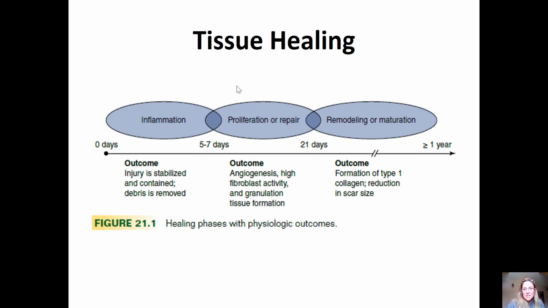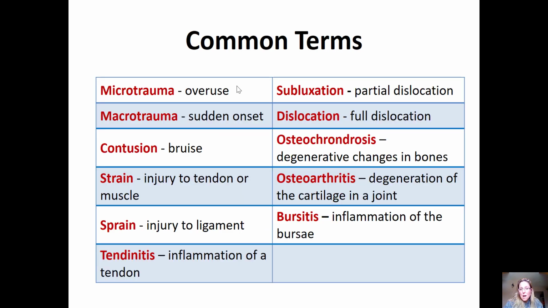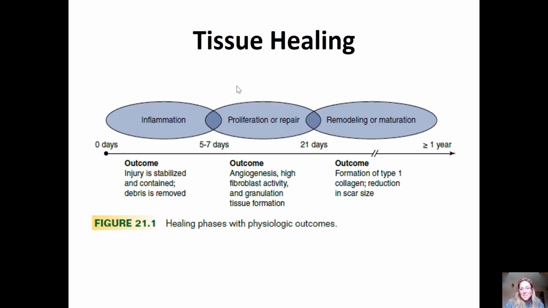The next part discusses the phases of tissue healing. So let's say that going back here, we do have a macro trauma, a sudden issue that happens. So your body goes through this healing process, and sometimes it can take up to a year to be fully healed. But you can see the three phases of the tissue healing process are the inflammation phase, the proliferation or repair phase, and then the remodeling or the maturation phase.